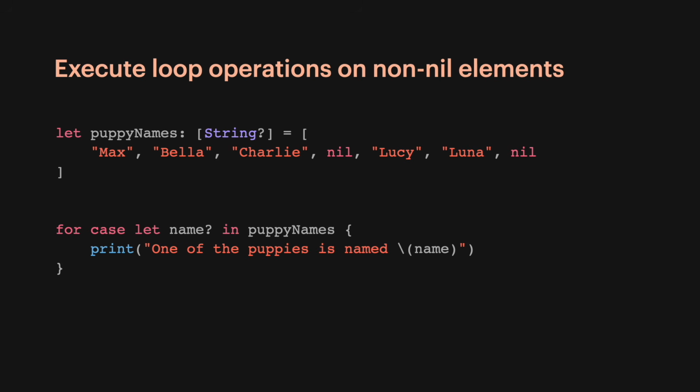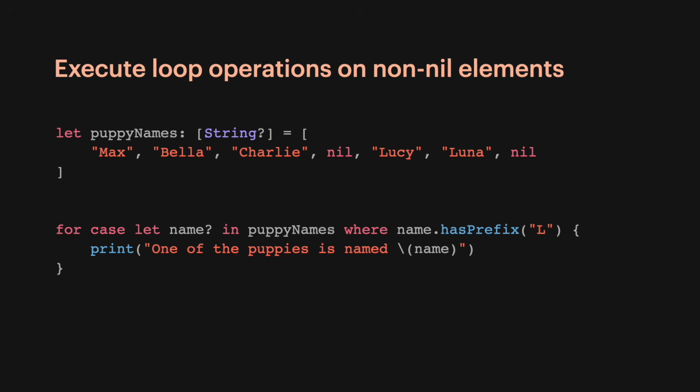We can use the pattern matching syntax with case let name ? Then the loop body will execute only for elements that are not nil, and the value inside the body will be already unwrapped. Apart from making the code a little shorter, it also makes it more explicit that the loop only concerns itself with valid, non-nil data.